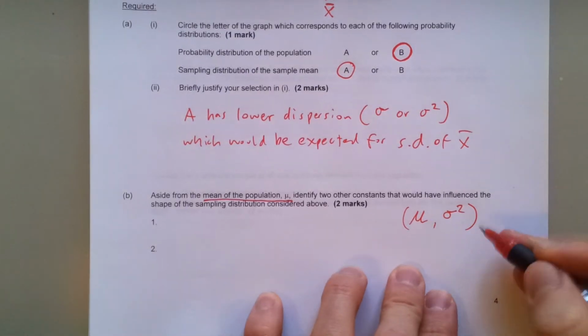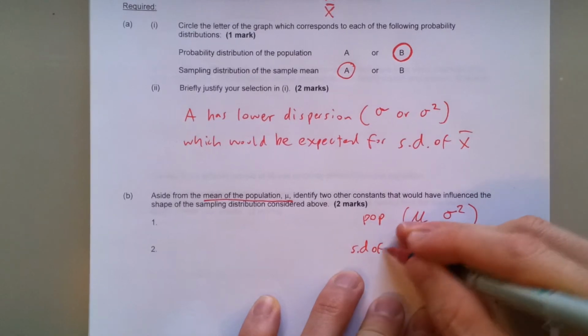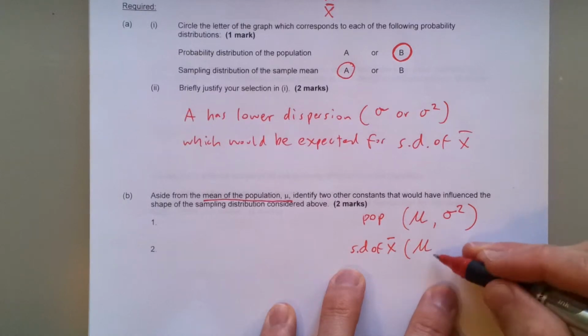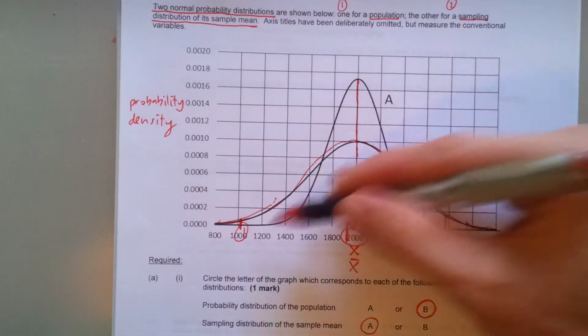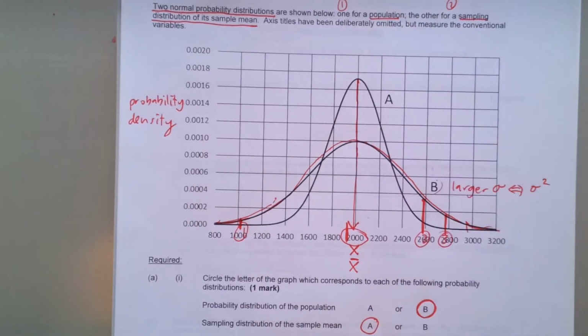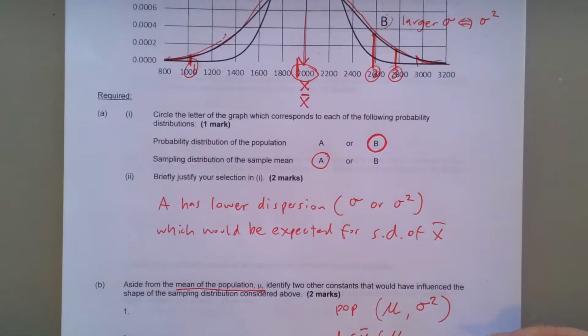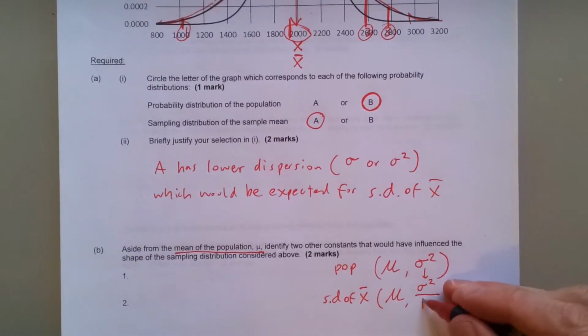Now this, what I've just shown here, is for the population. When it comes to the sampling distribution of the mean, we can see, back up here in the graph, that the mean or expected value of both the probability distributions is the same. It's this 2000, so those two are identical. But the sampling distribution of the mean has as its variance the population variance, divided by n.